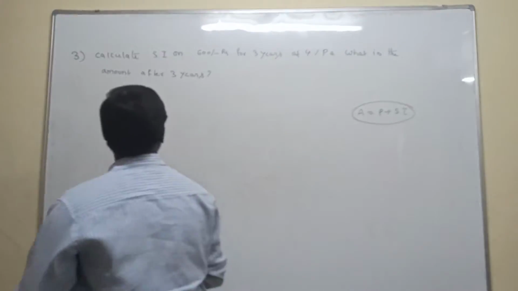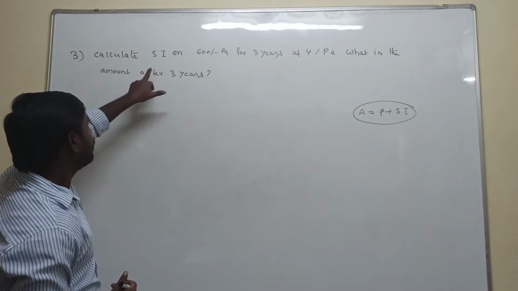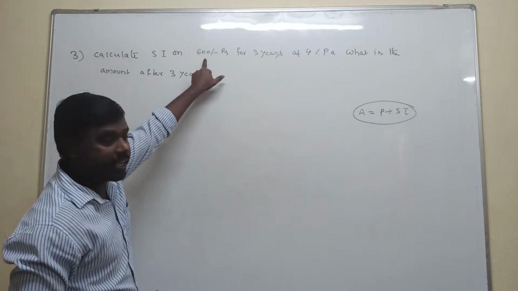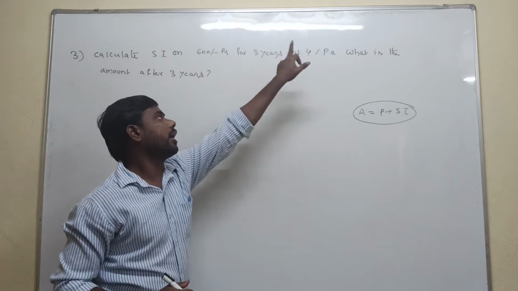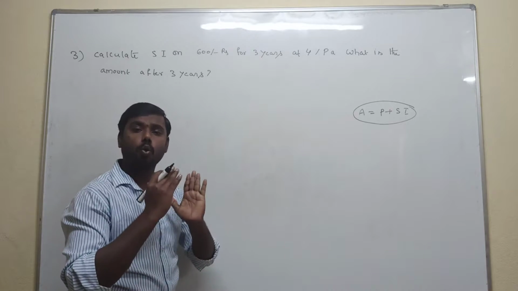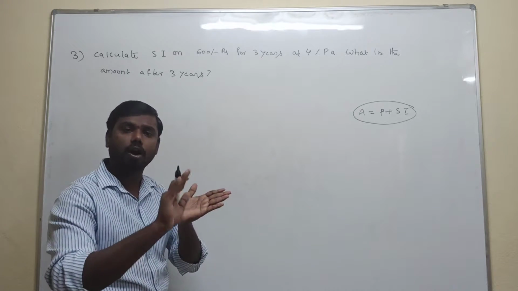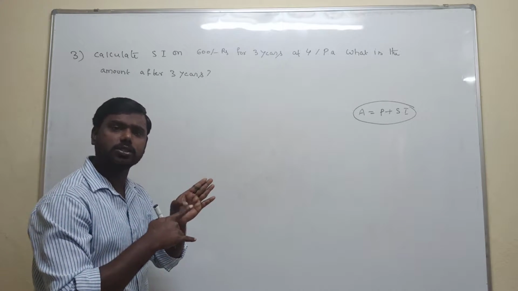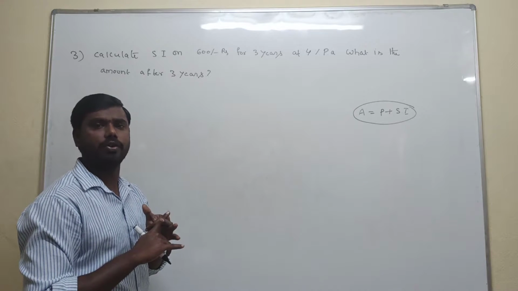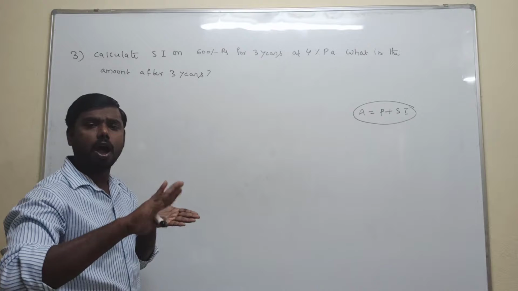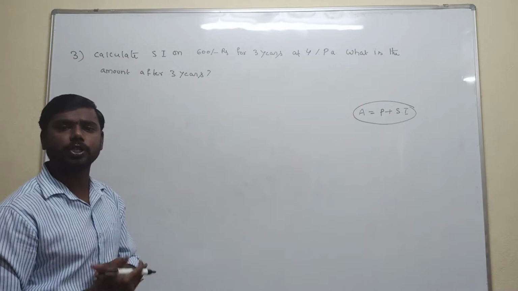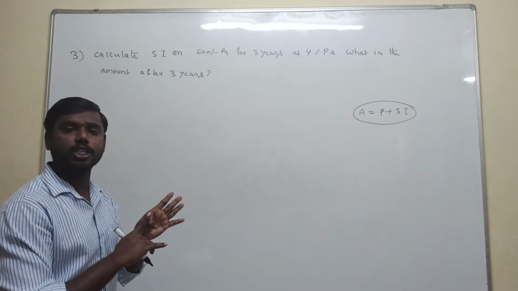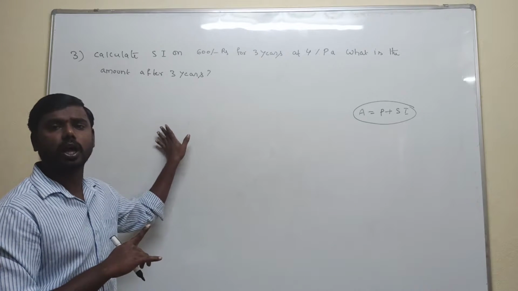So now we are going to the solution. See the question once again, I am explaining. First, we need to calculate simple interest. The principal amount given is 600, the time is given, and the rate of interest is given. To calculate the amount after 3 years, it includes simple interest and principal amount. Everyone understood? First calculate simple interest, and after that we can calculate the total amount, principal amount plus simple interest.